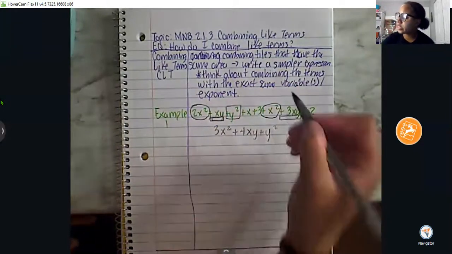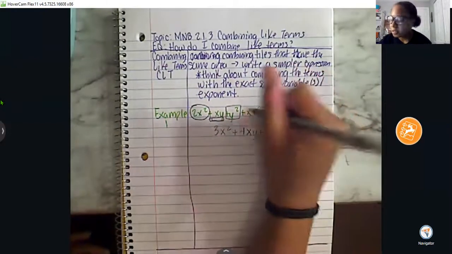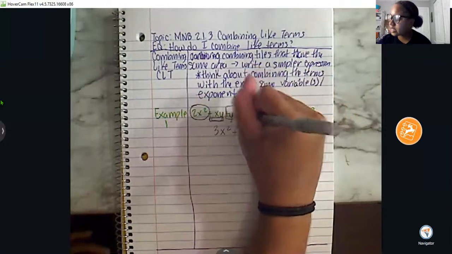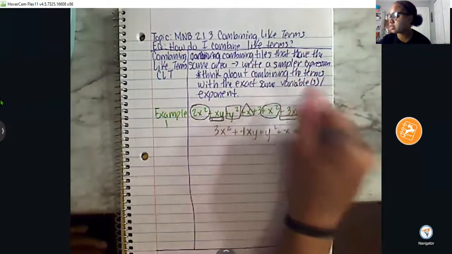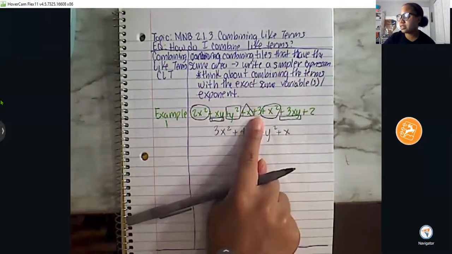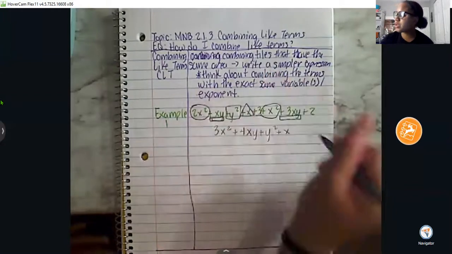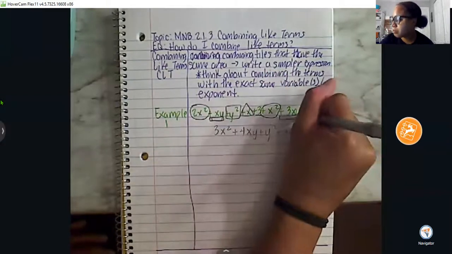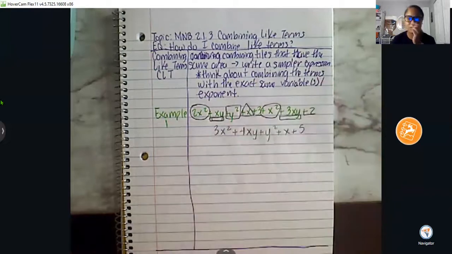And then next I'll look at my next term, which is x. And I'll put a triangle around my plus x and then look for another x, and I don't see any. So I know that it's just plus x. And then my last is a number, my numbers or my units. So plus 3, I'll underline, mix that with plus 2, combine those together, and that's plus 5.